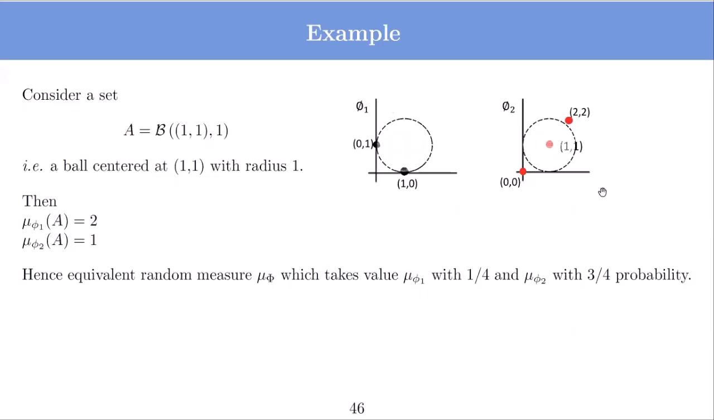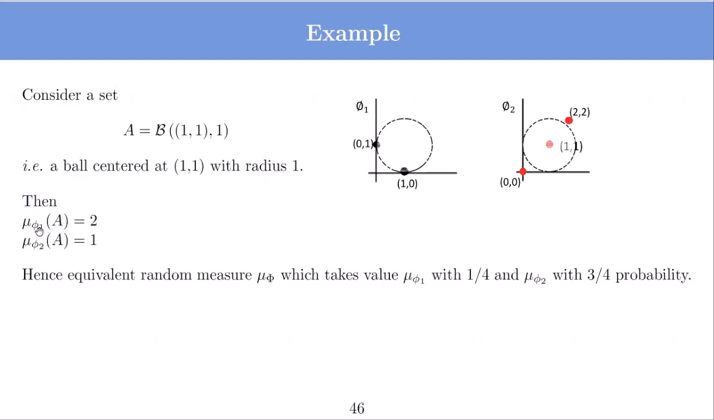Now, consider this example: you take a particular set A, which is a ball located at (1, 1) with radius 1. So this is the ball. And then you ask what is μ_φ1(A). μ_φ1(A) is the number of points of the φ1 realization in A, which is 2. And this is the number of points of the φ2 realization in A, which is 1.